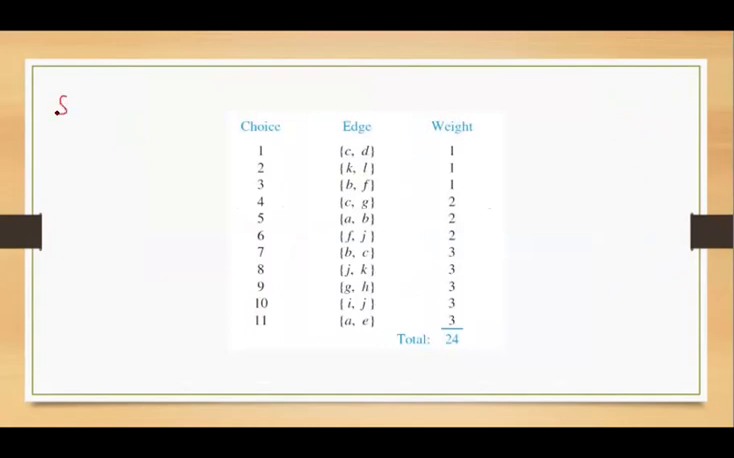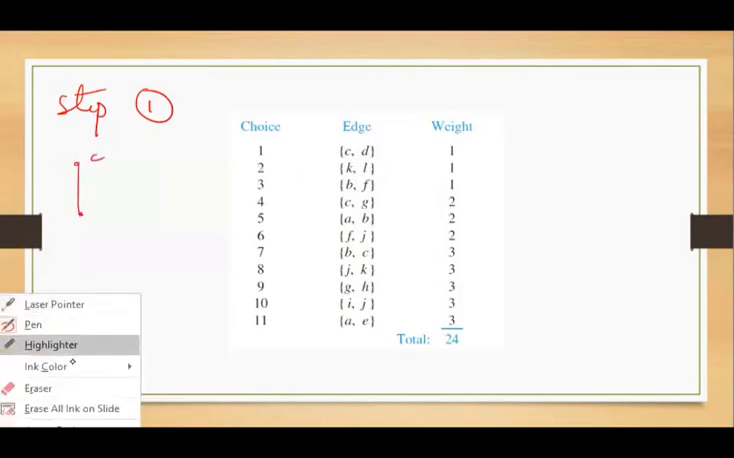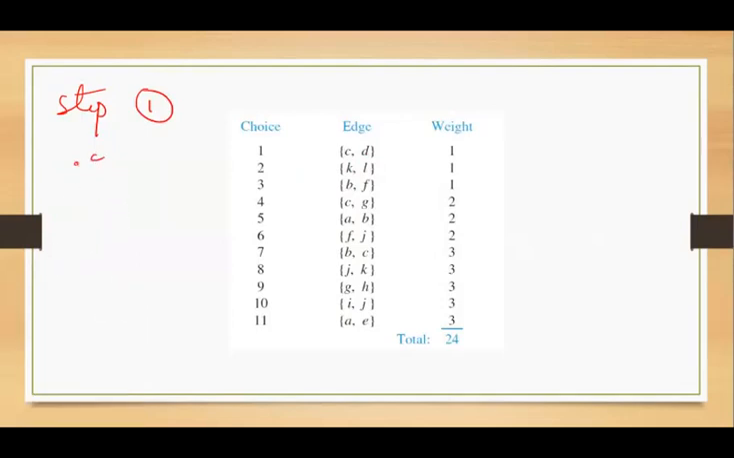In step 1, these are the choices I am making. I am taking the edge CD. You can even start from BF. The first 3 edges are BF, CD and KL. So I am taking CD first. Let's go according to the table. CD is in this way. C, D. Then step 2 was adding KL. So C, D, K, L.